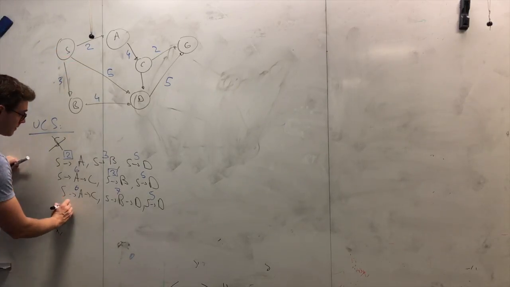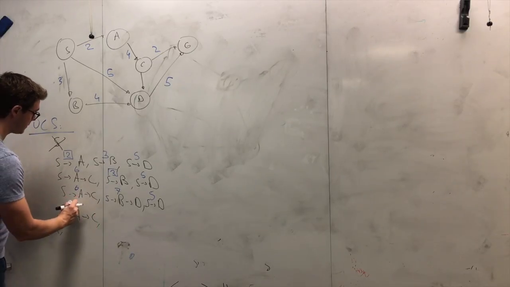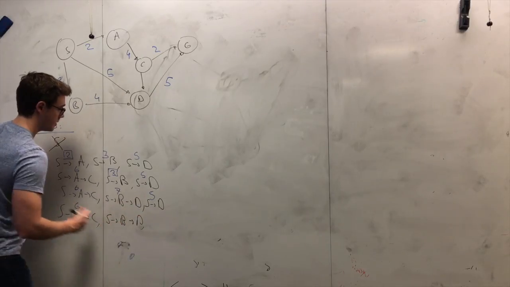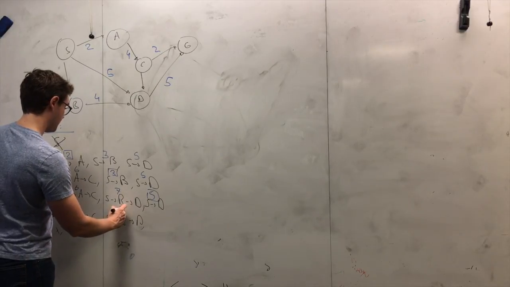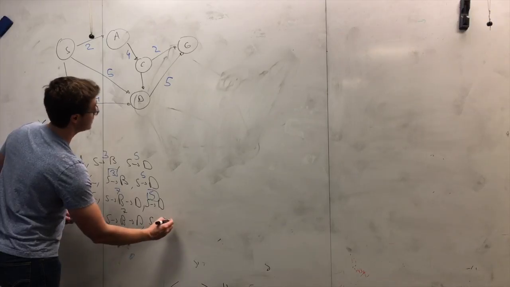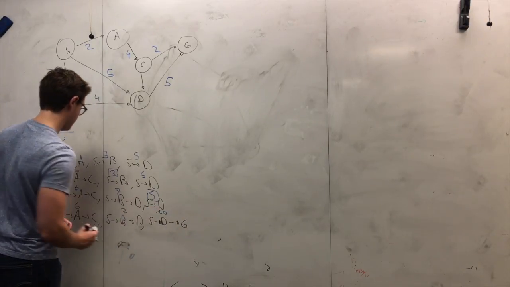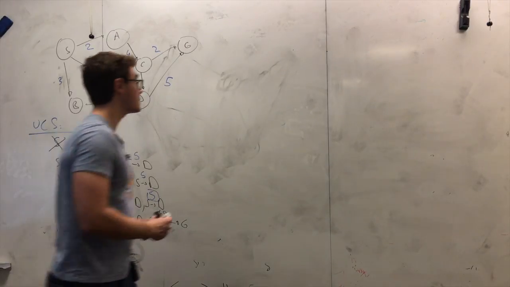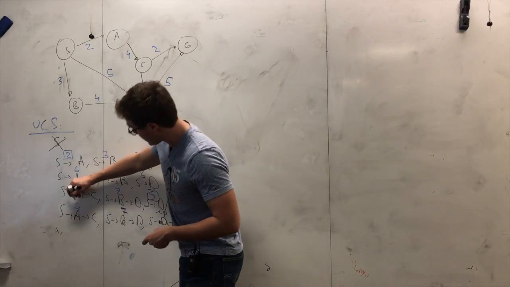So I'm going to have now in my fringe S to A to C, the cost 6, S to B to D, so this is what I selected here for expansion, the cost of 7, and now I have S to D to G, and the cost is going to be 10. So who do I select next? I select the one with the lowest cost, so I'm going to select for expansion S to A to C.